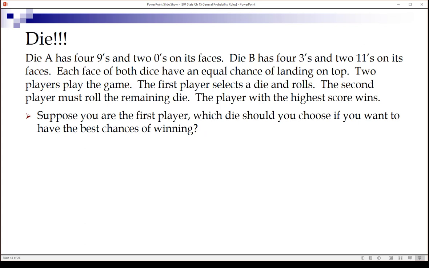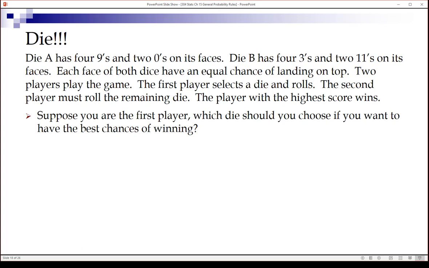All right. So suppose die A has 4 9s and 2 zeros on its faces. So it's a weird die. Die B has 4 3s and 2 11s on its faces. Each face of both dice has an equal chance of landing up on top. So basically both dice are fair, although we have different possibilities for each die.